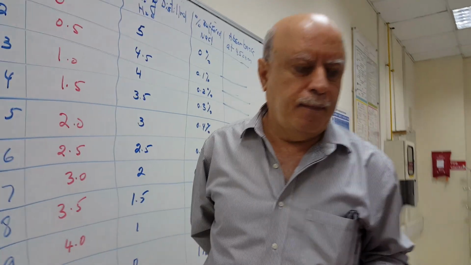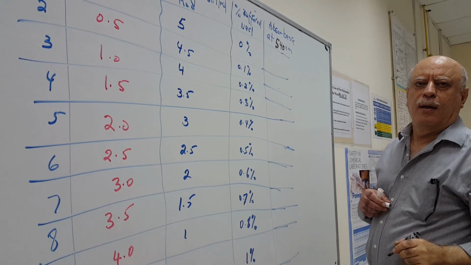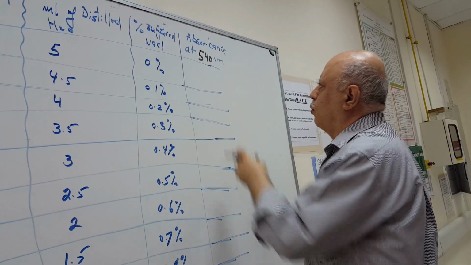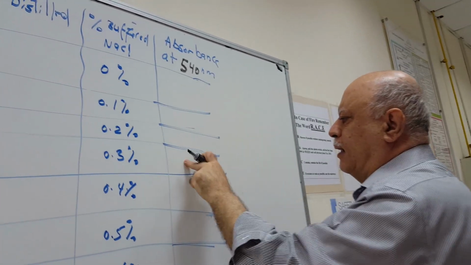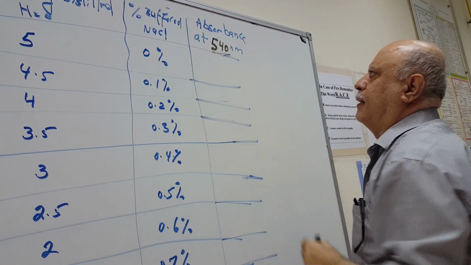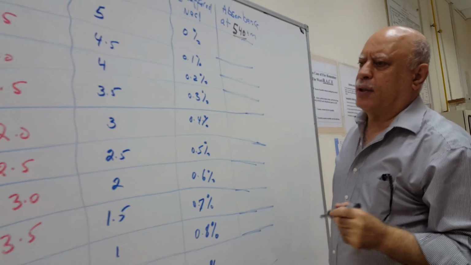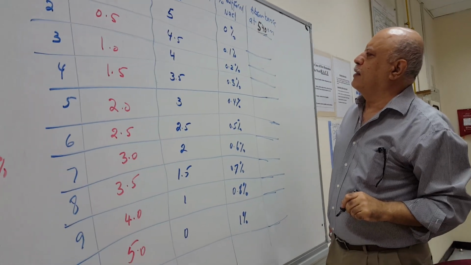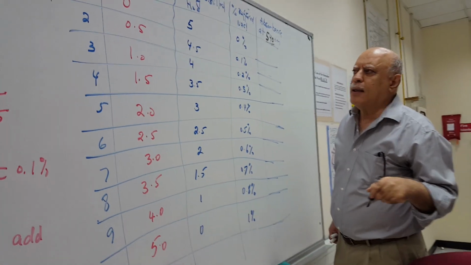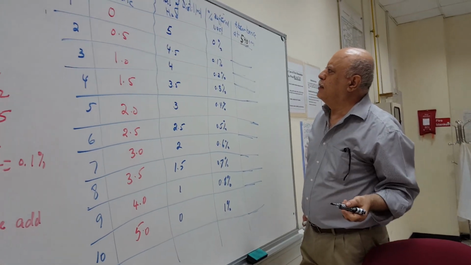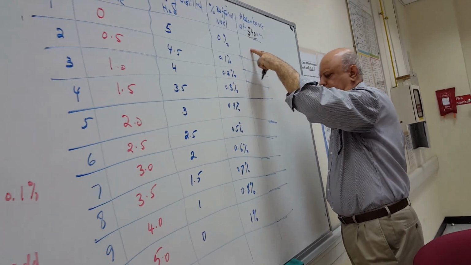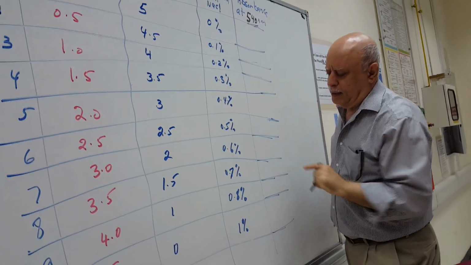After we spin the tubes, as I said, we measure the absorbance in the supernatant of these tubes at 540 nanometer. And we calculate, I'll tell you how, the percentage of RBCs that had been hemolyzed in each tube. We expect here 100% hemolysis, and here 0% hemolysis.